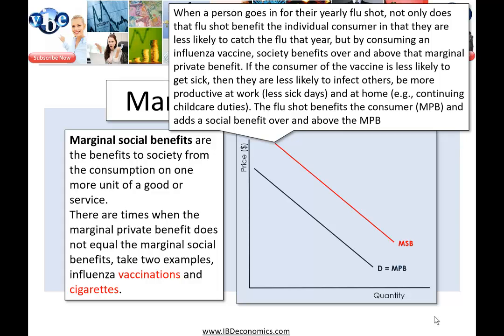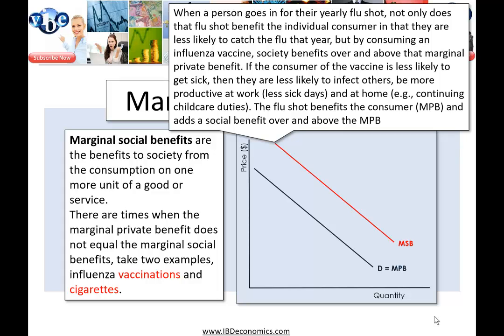So let's have a look at the market for vaccinations. When a person goes in for their yearly flu shot, that individual is not the sole beneficiary of that unit of consumption. They are less likely to catch the flu that year, that's for sure. But by consuming an influenza vaccine, society benefits over and above that marginal private benefit. If the consumer of the vaccine is less likely to get sick, then they're less likely to make others sick.